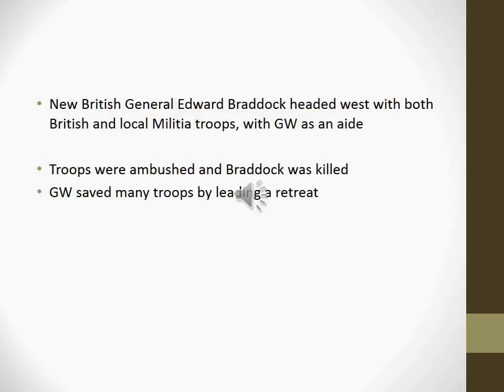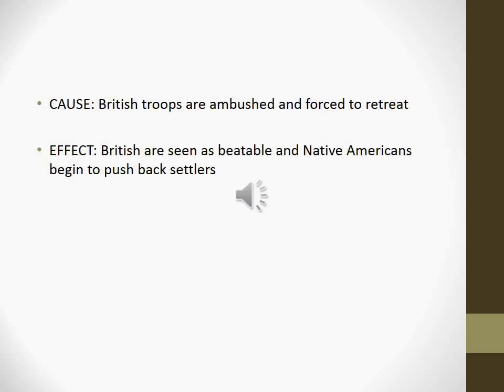George Washington and local militia troops headed west under a new British general by the name of Edward Braddock. Their regiment was attacked by the French and Braddock was killed. George Washington famously saved the local militia by leading a very elaborate retreat. This shows that the British troops were beatable. The Native Americans especially take note of this.